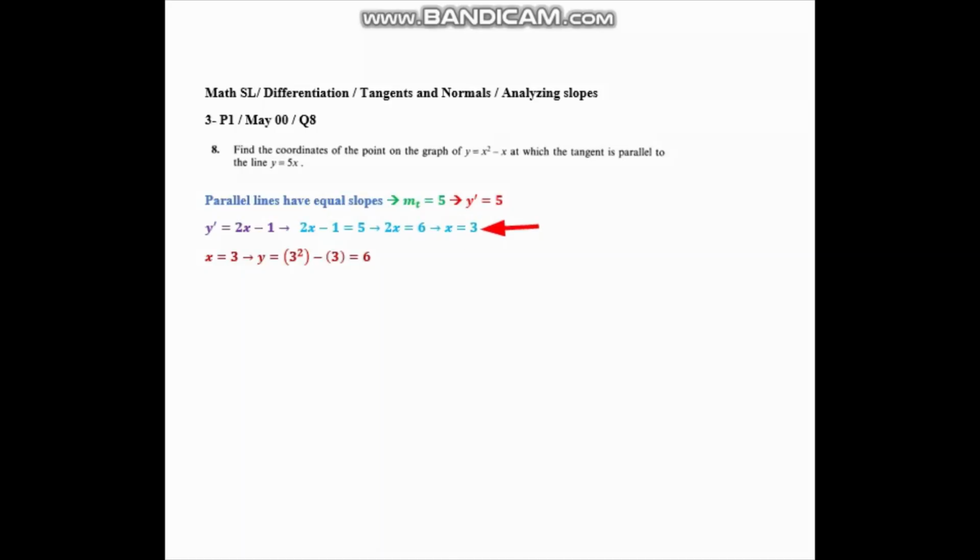But remember that you are not only required to find the x coordinate, you are required to find both coordinates. If I know the x coordinate of the point, I simply need to plug it into the equation of the curve to find the y coordinate. So since x equals 3, therefore y equals 3 squared minus 3, which is equal to 6. I simply plug the 3 into this equation. So take a minute to copy this down if you will.